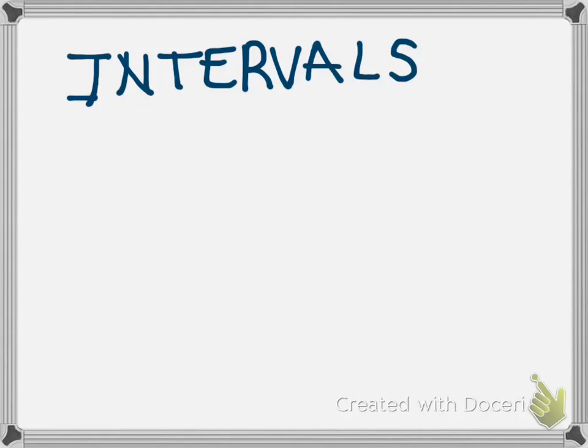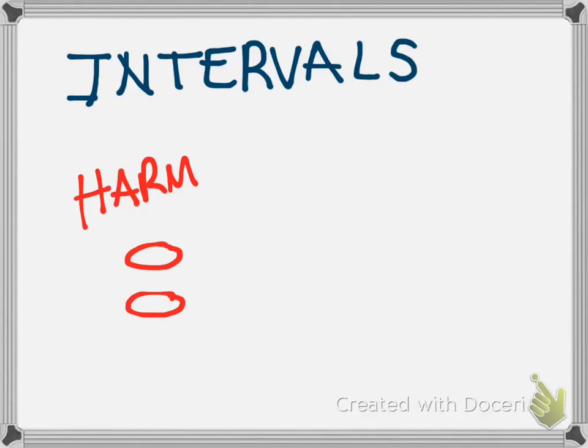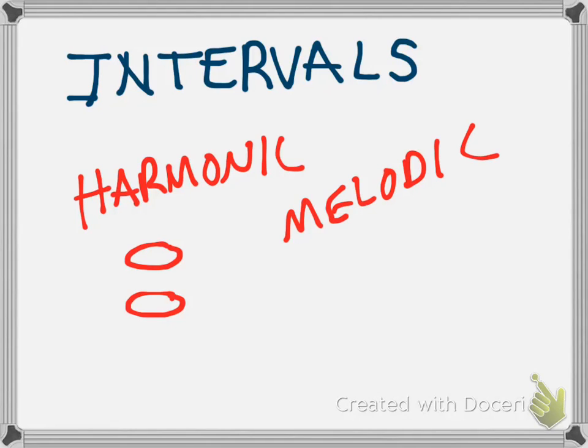and you can have two kinds of intervals, really. You can have harmonic intervals, which would look like this, where you have a note that's right on top of another note, and that would be harmonic. Or you can have melodic intervals. Notice harmonic sounds like harmony, melodic sounds like melody.